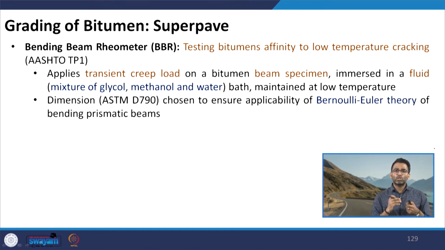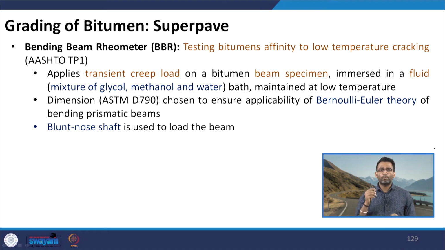Now the dimension of this beam, which is a very small beam, is chosen to ensure that the Bernoulli-Euler theory of bending prismatic beams can be applied while doing the calculations. As per this theory, if the section is plane before deformation, it will remain plane after deformation and perpendicular after deformation. So to satisfy this criterion, the dimension of the beam specimen is chosen.